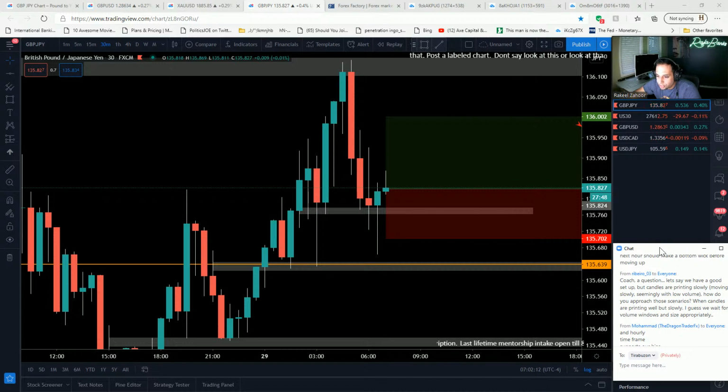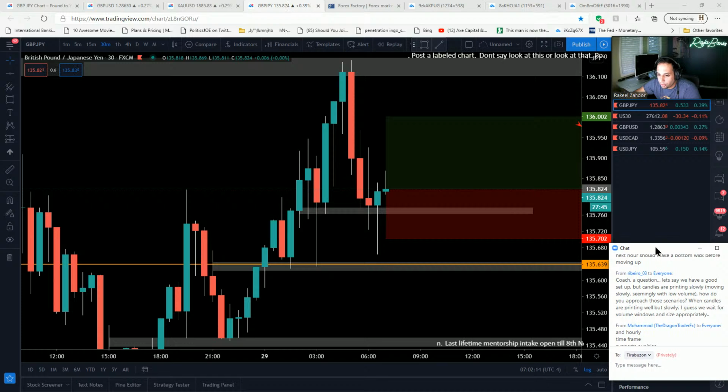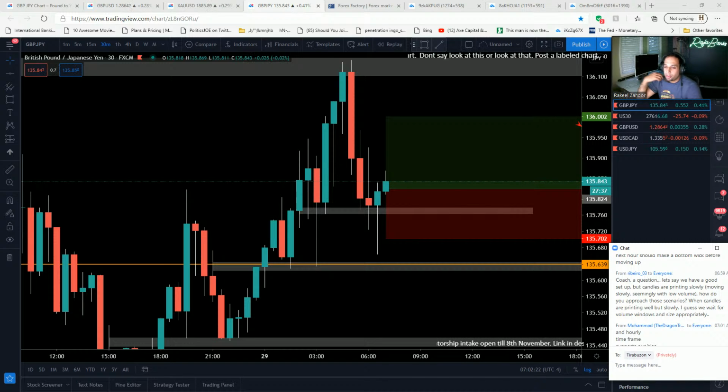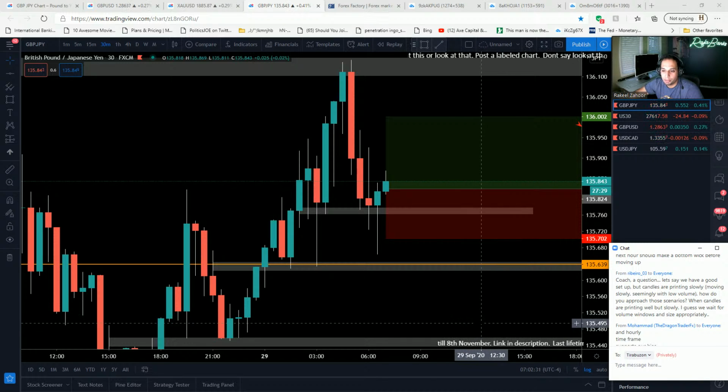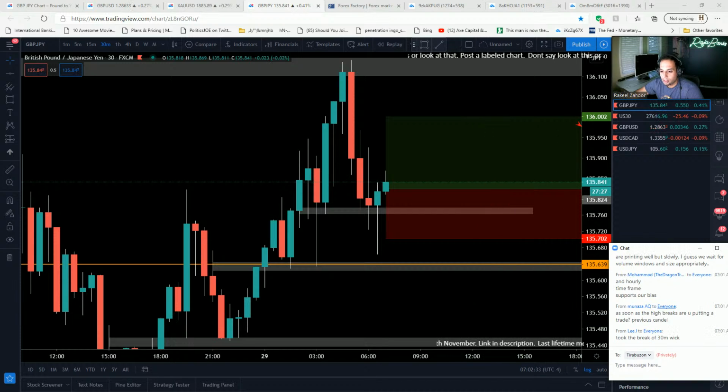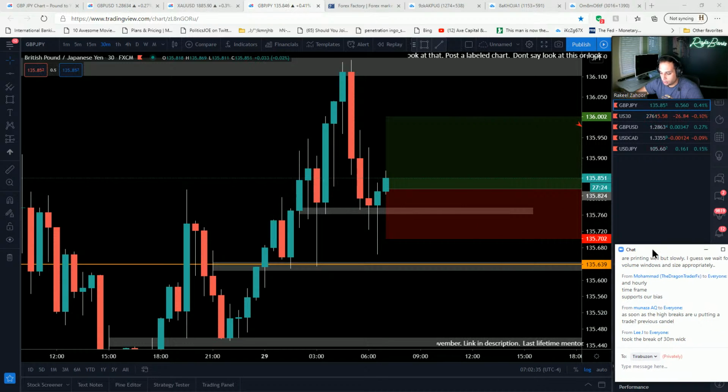A question: let's say we have a good setup, but candles are printing slowly, moving slowly, seemingly with low volume. How do you approach these scenarios? I guess we wait for the volume windows. Yeah, so basically when candles are moving slowly, you're looking at the time to see when there's going to be volume in the market, and then you're basing your trade off of that. If candles are moving slowly, that means there's less volume in the market.